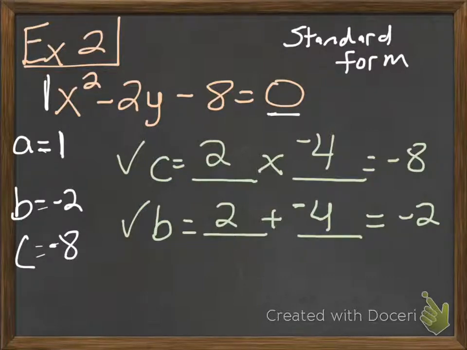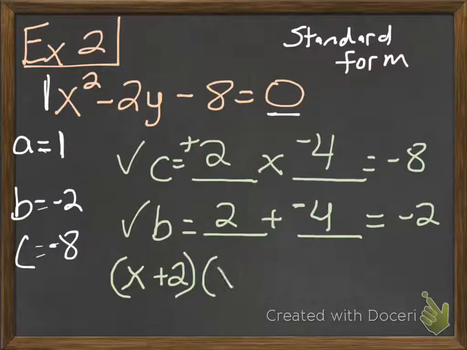And remember, we're trying to put it in factored form. So I'm going to write it as x. This is positive 2. So I'm going to write x plus 2 times x minus 4. Both of my factors, and set them equal to 0. Now all I got to do is set each factor equal to 0, so I'll do that right here. X plus 2 equals 0, x minus 4 equals 0.